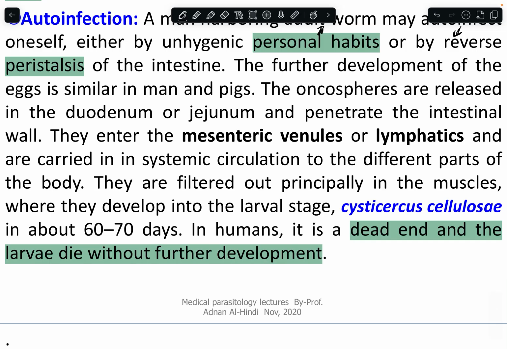It is a dead end, and the larvae die. Okay. So in the Cysticercus cellulosae, it reaches a dead end and does not develop any further because, well, it dies. I don't know why. I mean, people still eat pork, so I don't understand. Anyhow, in the Cysticercus bovis, it reaches the same place, but it is not a dead end.